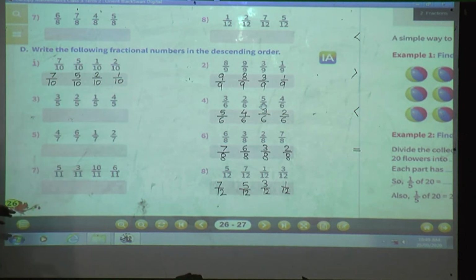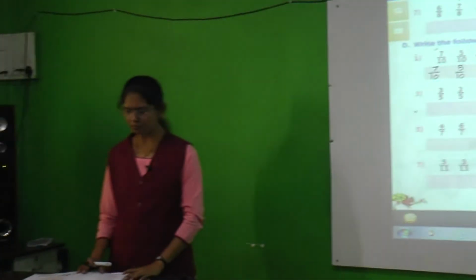So in this way you can solve these 3 remaining examples, that is 3rd, 5th and 7th. Okay, clear? Okay, so in this way today we have completed exercise 2.7. Okay, so you have to solve remaining all the sums, and in the next session we will see the next part.